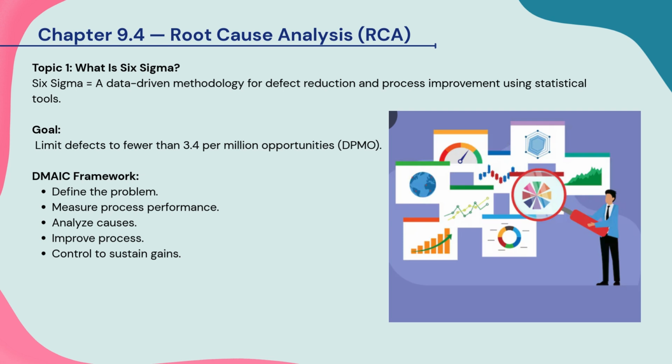DMAIC framework: Six Sigma follows the DMAIC cycle: define the problem, measure the current performance, analyze to find root causes, improve the process, and control to maintain results. This ensures improvement is both structured and sustainable.